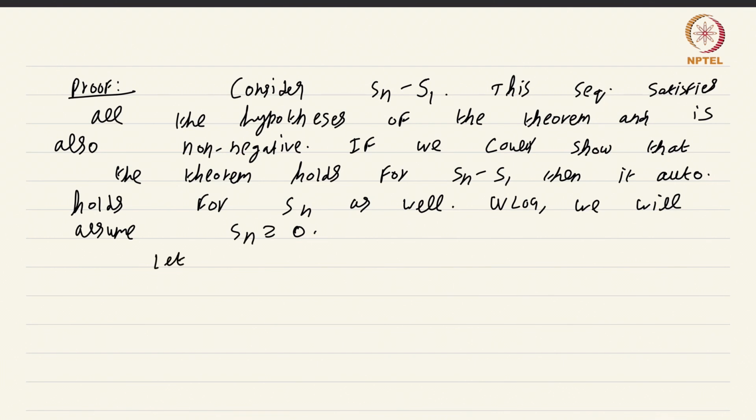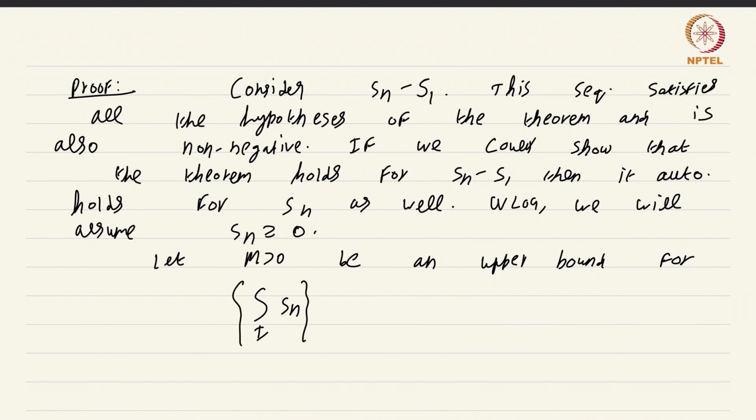Well, let M greater than 0 be an upper bound for the integral over I of S_n, this collection. We know that the limit exists. We know that this is an increasing sequence. So let M be an upper bound for it. Now fix epsilon greater than 0.